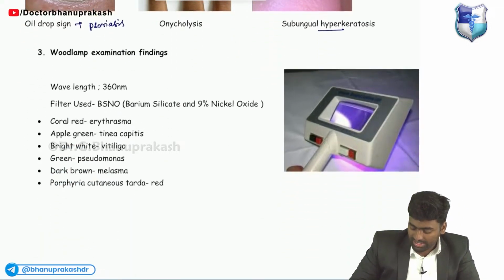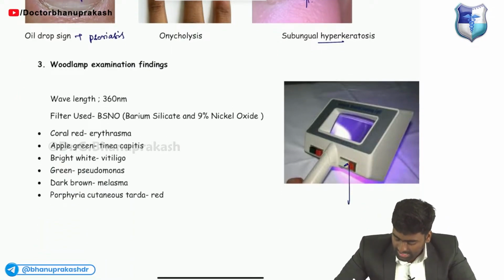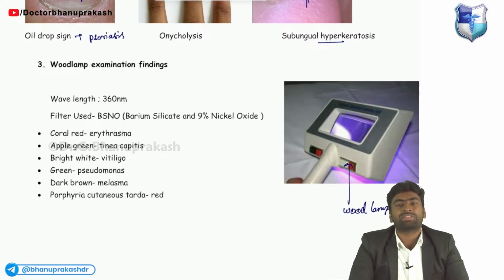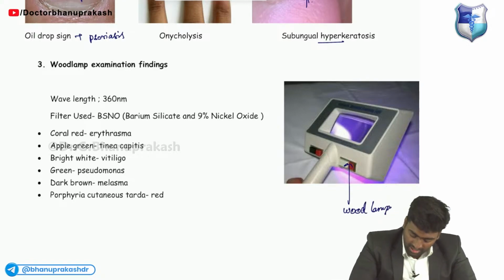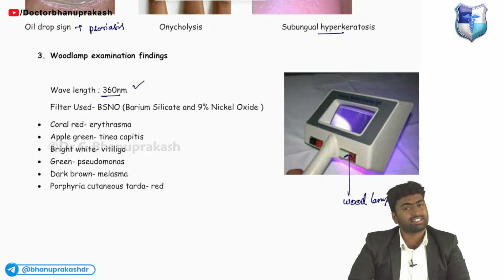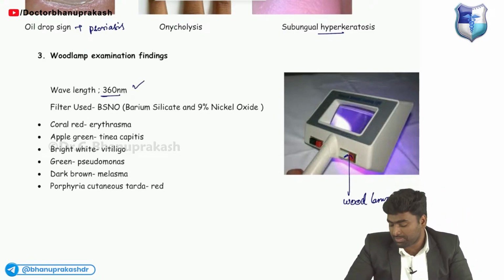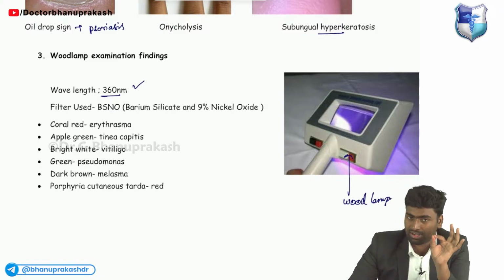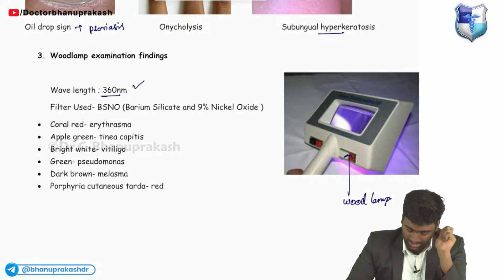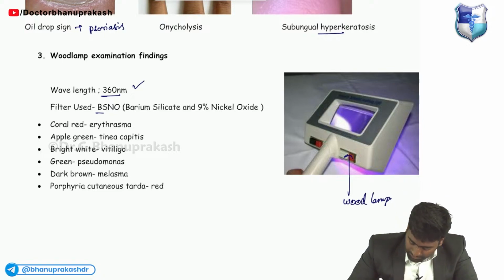Remember, fine. Next, if you are able to see this lamp, this is known as Wood's lamp. This Wood's lamp is used to assess skin lesions, especially macules. Most commonly the wavelength which we use here is 360 nanometers, and there will be a filter. The filter of the Wood's lamp is made up of barium silicate and 9% nickel oxide.